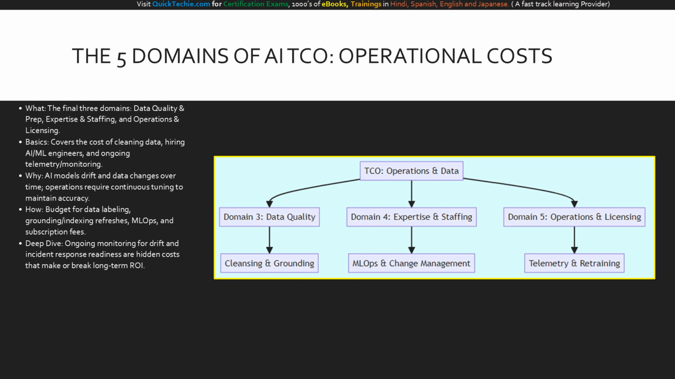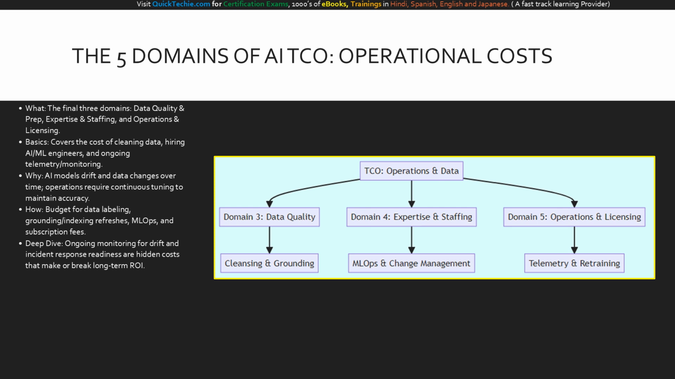Continuing with our TCO model, we now look at the operational side. What are the final 3 domains? They are data quality and preparation, expertise and staffing, and operations and licensing. The basics here cover the immense cost of cleaning enterprise data, hiring specialized AI or ML engineers, and maintaining ongoing telemetry. Why are these operational costs so critical?